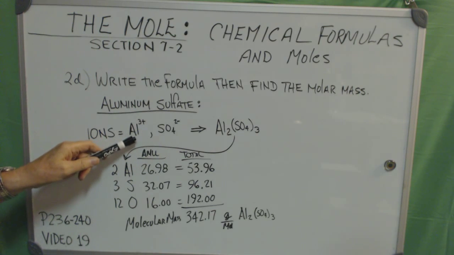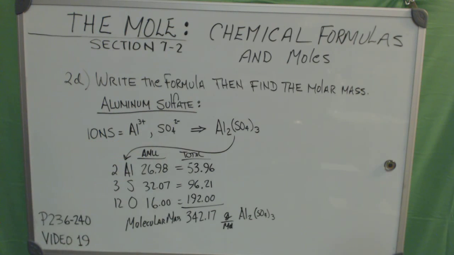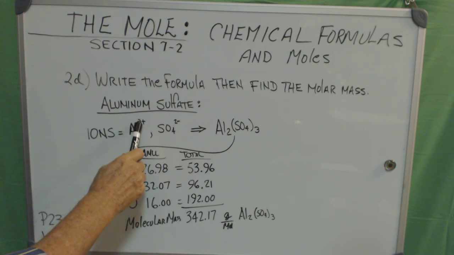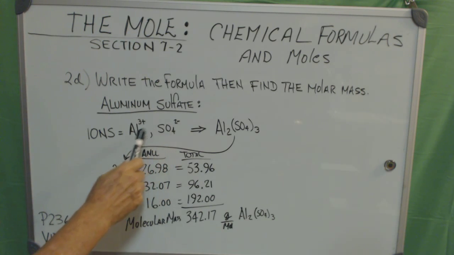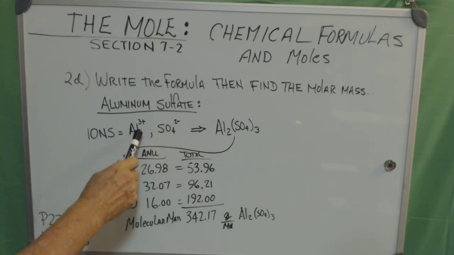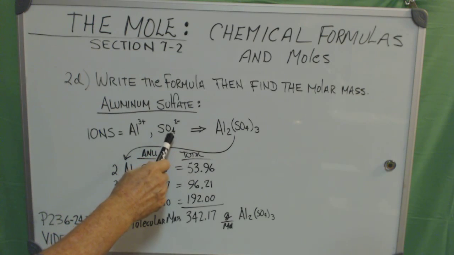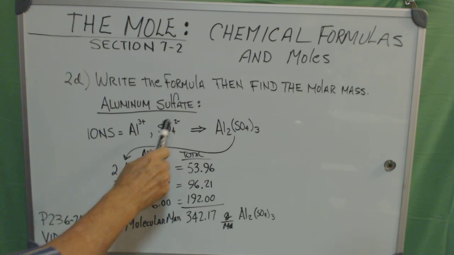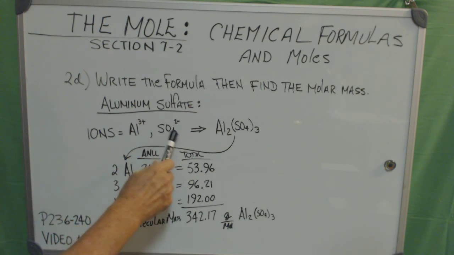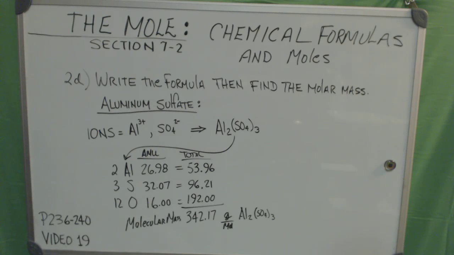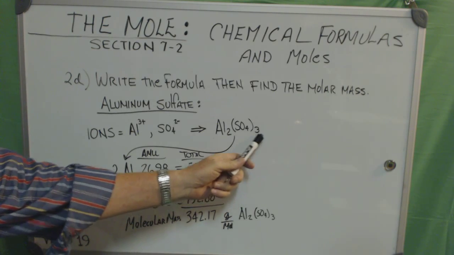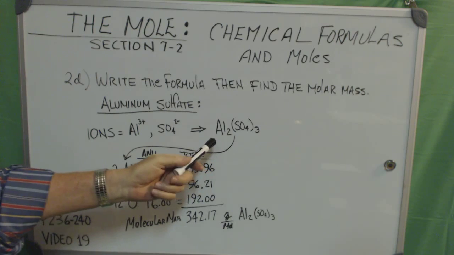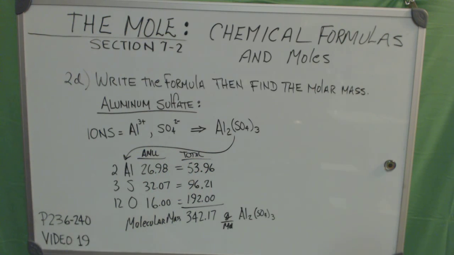And I want to make my molecule out of this. I do my old cross multiplication trick. So I have 3+ for my aluminum and 2- for my sulfate. I cross multiply, so I'm going to need 2 aluminum and 3 sulfates. Okay.